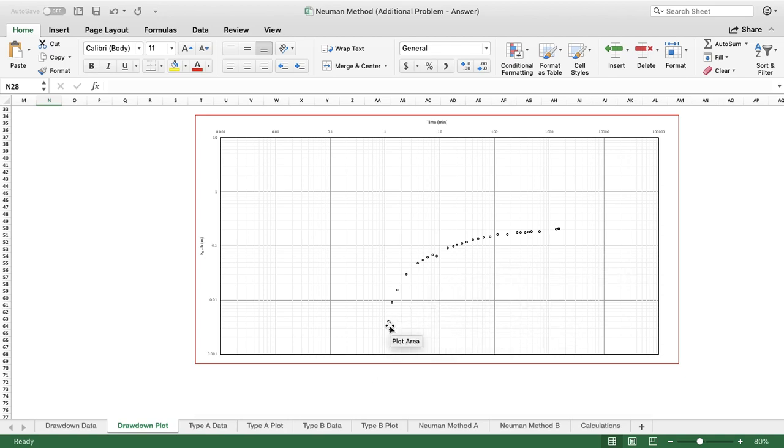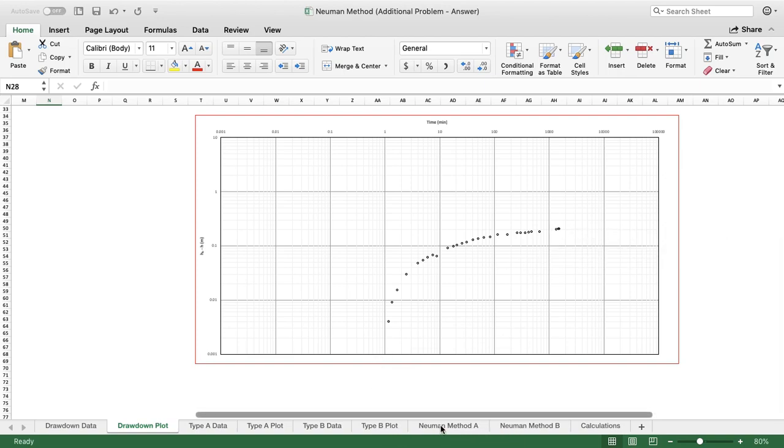Now, the speed at which this curve changes, or the gradient of the curve, is a function of the hydraulic conductivity of the aquifer. And the amount of drawdown that you get is also a function of the conductivity and storage of the aquifer. In other words, if you pump a different aquifer, you're going to get a very similar shaped curve, but the actual slope and the actual amount of drawdown will be different every time.